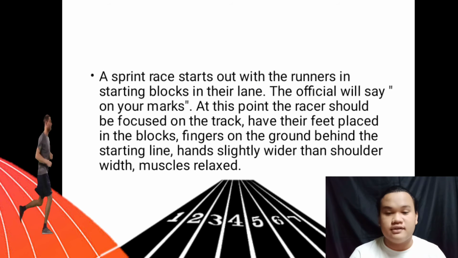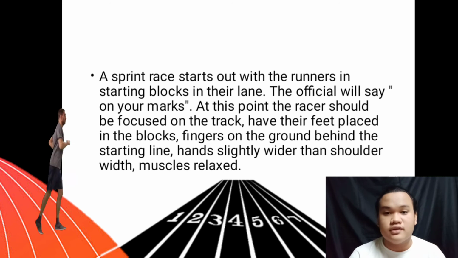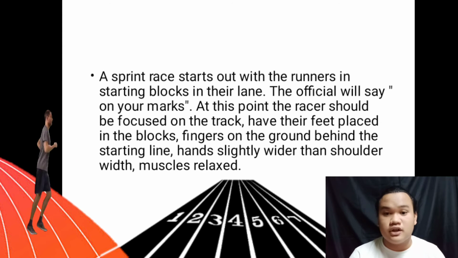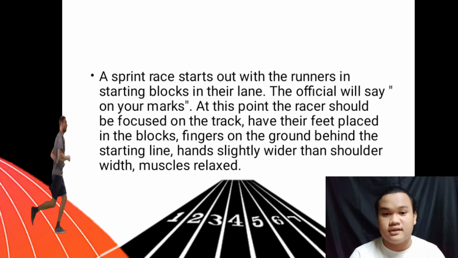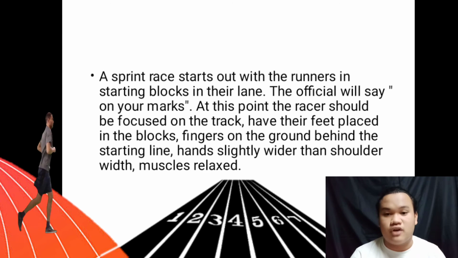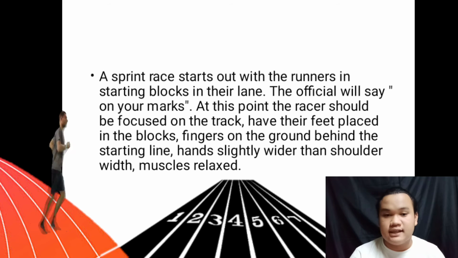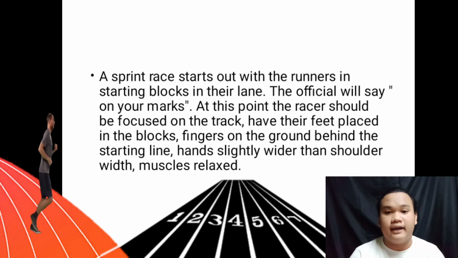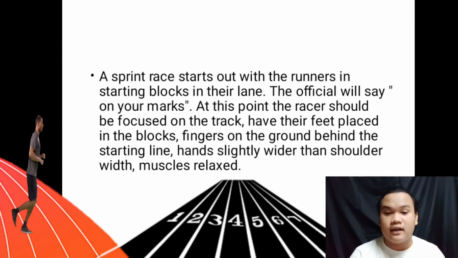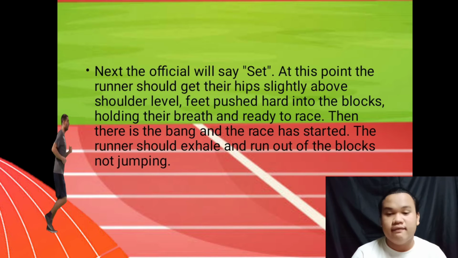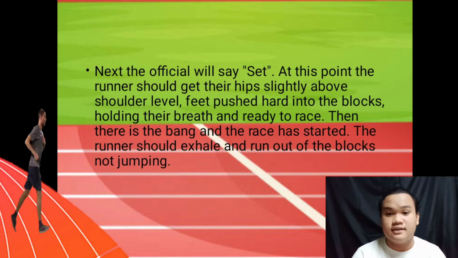A sprint race starts out with the runners in starting blocks in their lane. The official will say, "On your marks." At this point, the racer should be focused on the track, have their feet placed in the blocks, fingers on the ground behind the starting line, hands slightly wider than shoulder width, muscles relaxed. Next, the official will say, "Set."